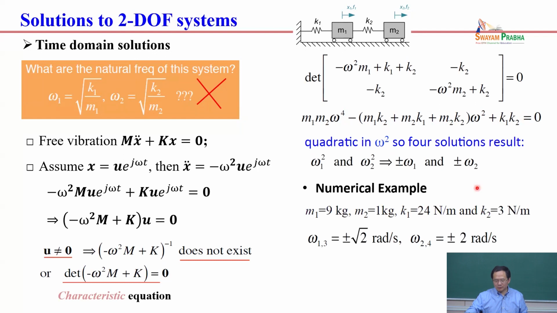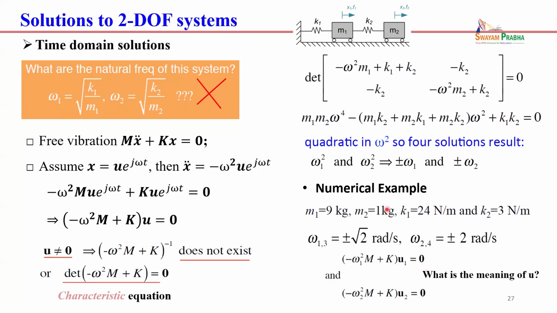So this is one numeric example, right? This is 9 kilogram, 1 kilogram, 24 and 3 Newton, right? You saw that your first natural frequency is square root 2. Second natural frequency is 2, right? That is called natural frequency. You have two natural frequencies like that. Keep in mind the two natural frequencies you saw from the coupled system.